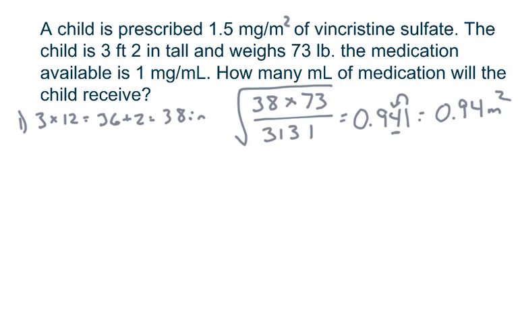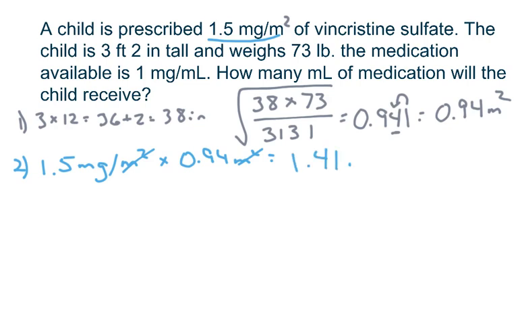The second step is to calculate how much medicine he will need. He's prescribed 1.5 milligrams per meter squared, and you multiply the dose times his BSA, 0.94 meters squared. The meters squared cancel. So 1.5 times 0.94 equals 1.41 milligrams. This number we do not round. It's not a BSA, not a syringe, it's none of the rounding rules, so you leave this number here.